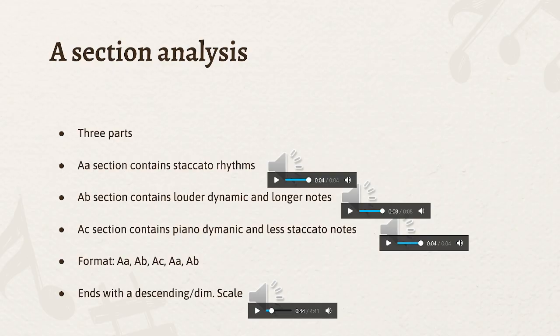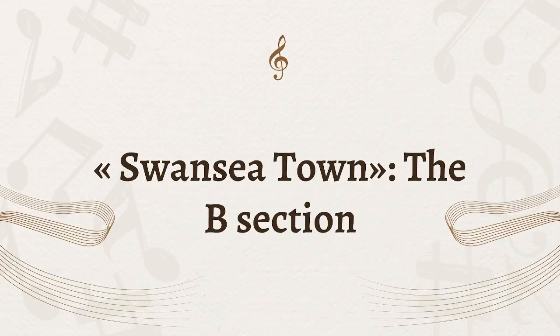So after this ends, like is written here, we play this, then this, then this, then we repeat back to the AA section. Then we play the AB section. This time at the end of this section, there is a descending scale that also diminuendos. Like that. Which then brings us into the B section, which is modeled after the English folk song Swansea Town.